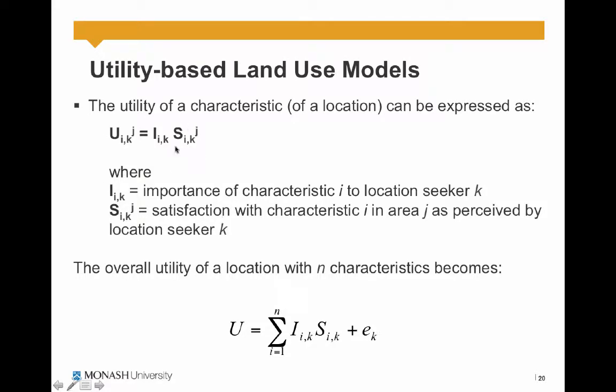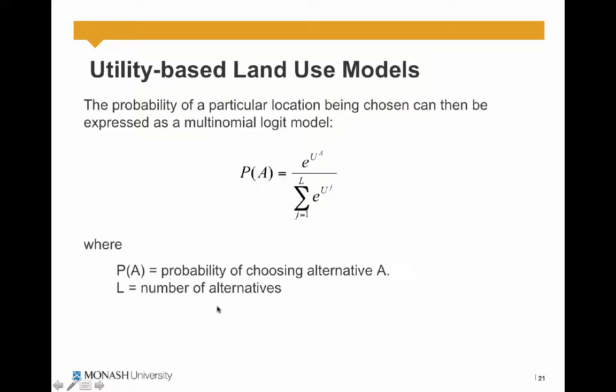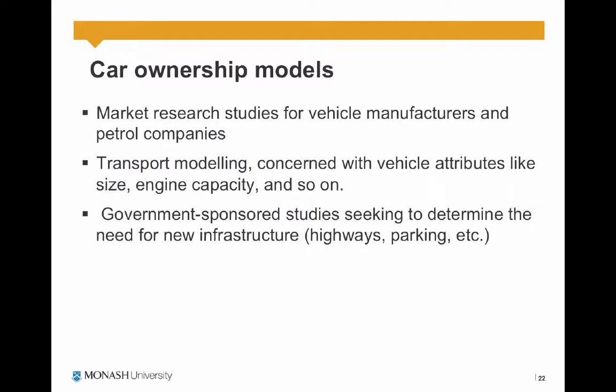So you specify a utility function, and then you calculate a probability, for example, using a logit framework, which is the exponential of the utility of the alternative over the summation of the exponential of the utilities of all the other alternatives. So very similar to discrete choice modeling discussions, you can create utility-based land use models.